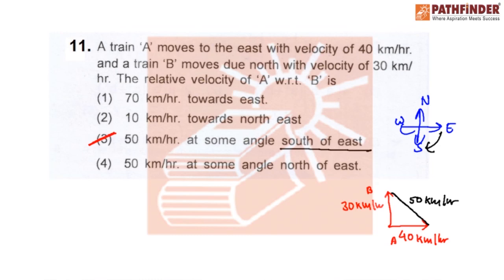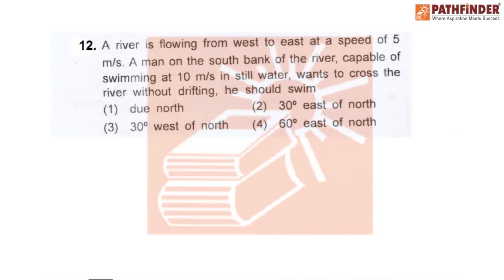Let us move to the next question. A river is flowing from west to east. Again I am drawing this part. A river is flowing from west to east at a speed of 5 meter per second. A man on the south bank of the river, capable of swimming at 10 meter per second in still water, wants to cross the river without drifting. Then he should swim from south to north, with a speed of 10 meter per second, and the river is flowing at a speed of 5 meter per second.